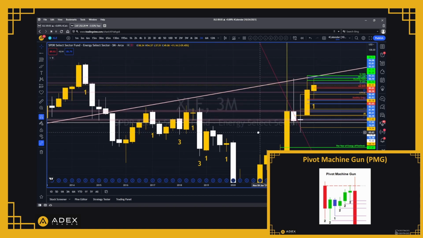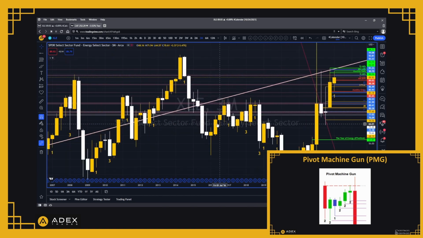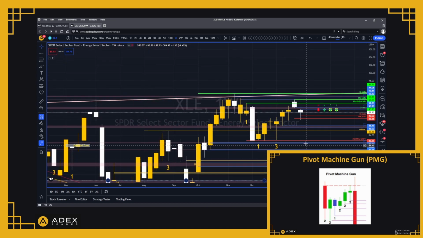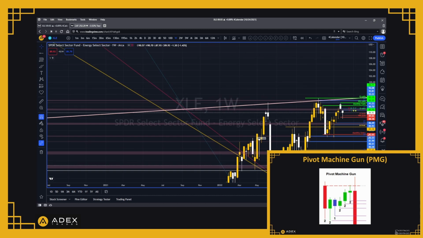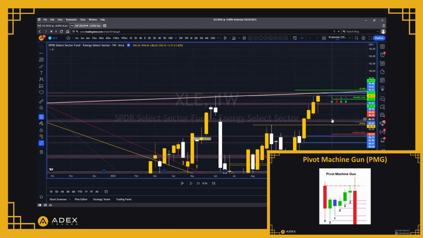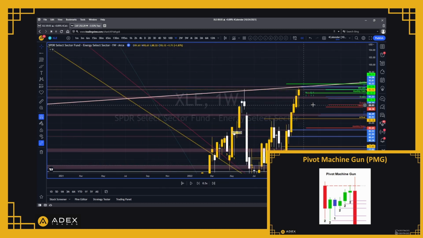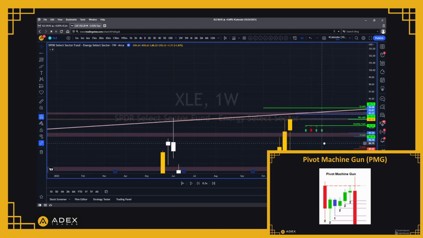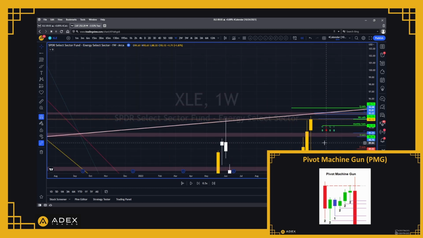XLE has a yearly broadening formation right here, right? You can see that we wick here and then we wick at these 3 levels right here. So you can draw your BF. So this is a BF from here to here. Okay. Then when you see that price is about to reach the broadening formation, you can get ready to short, if they give you an actionable signal to the downside.